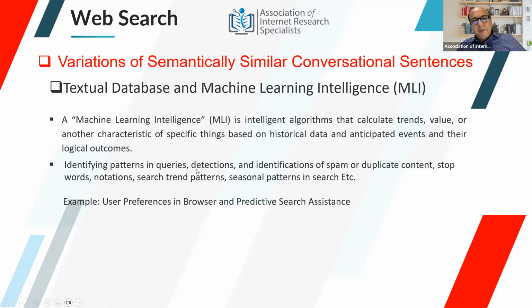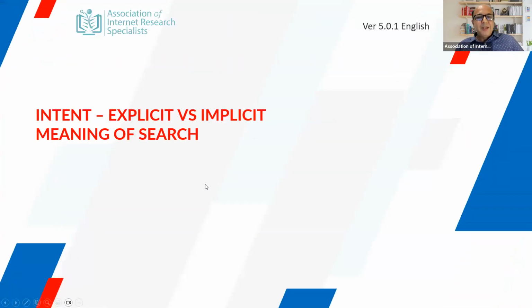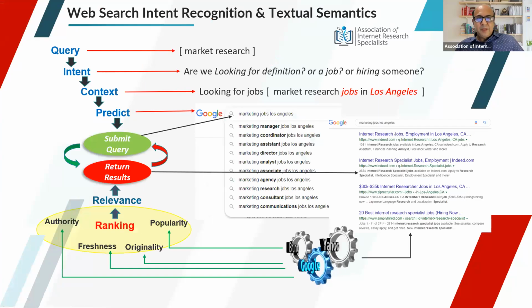And identification of spam or duplicate contents. Patterns, queries, detection, spam, duplicate content, stop words, but it's not as important for us as someone who is doing searches, but more important for anyone who is building the algorithms. That's a headache that I had to go through. MLI for me is no good, really. It's just a shortcut to get things done in a simpler, more automated way, but it compromises on quality of results.